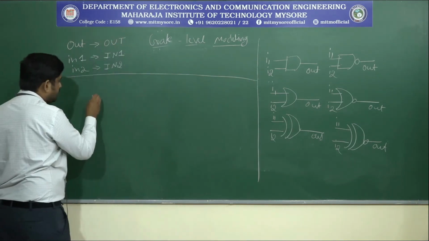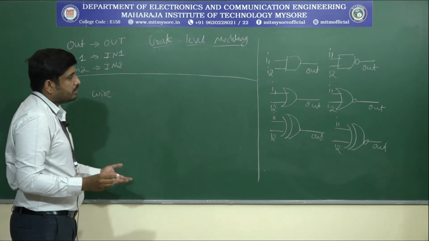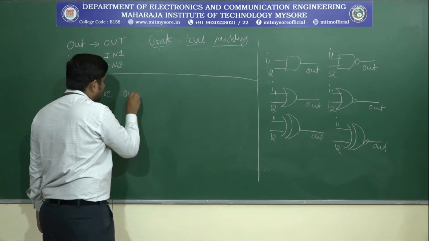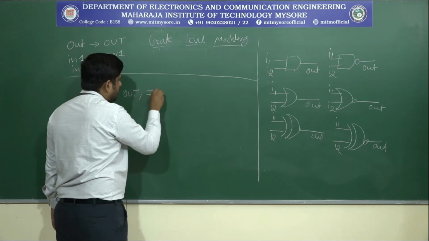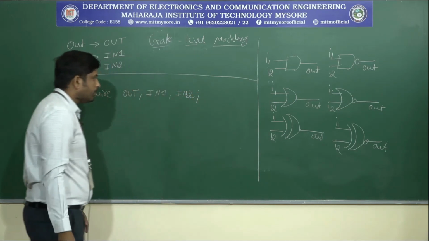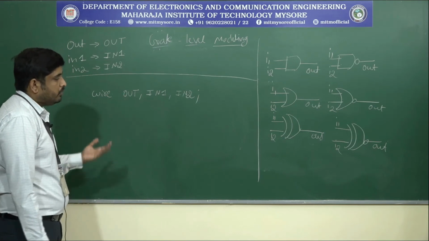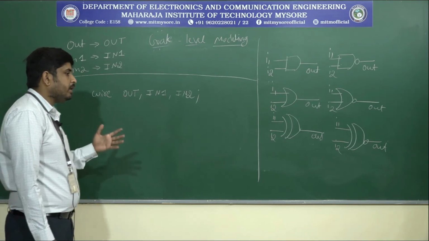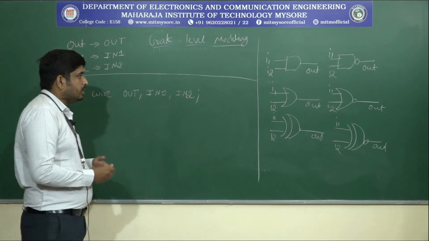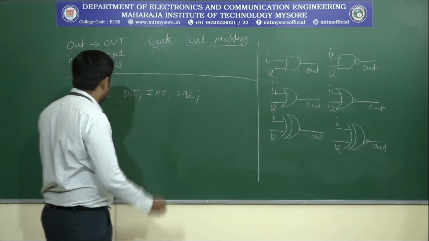First, wire. How many wires, how many nets are there here? There are 3 nets, that is wire out, then IN1 and then IN2. After this we have to instantiate each and every gate. We know the rule of instantiation: the first terminal is always output, the remaining terminals are inputs. The first terminal is output here.